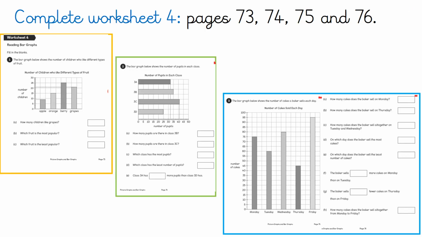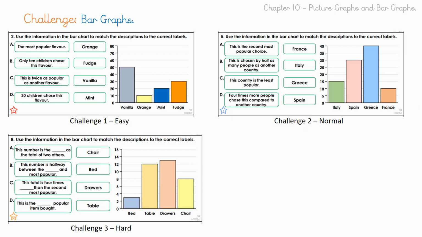And that's it for today, year 3. You've got to complete pages 73, 74, 75 and 76. You've got different bar graphs that you need to look at and answer some of the questions. Remember, feel free to message us or write a note on your portfolios if you need some help. Today, we would like you to choose your challenge again depending on how confident you feel with bar graphs.